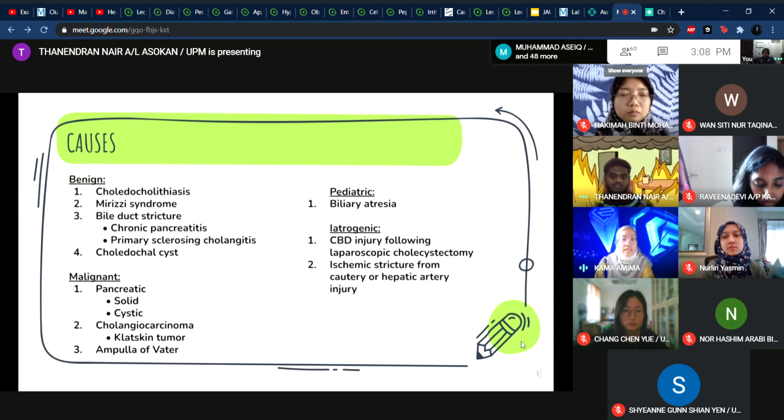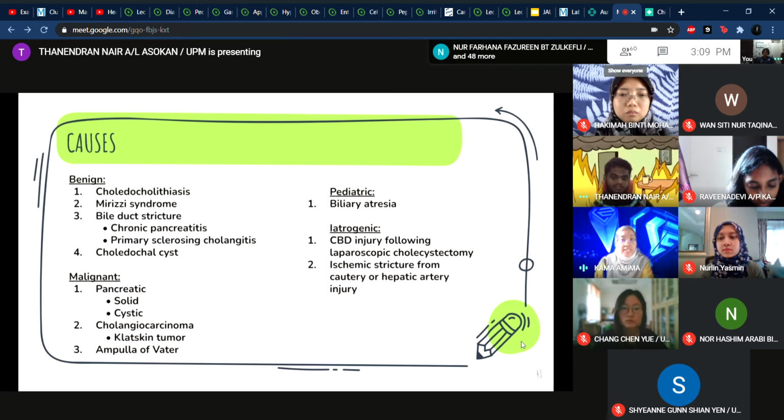So the second one is Mirizzi syndrome. This is quite rare. So Mirizzi syndrome is an unusual presentation of obstructive jaundice caused by extrinsic compression of an extrahepatic biliary duct from one or more calculi within the cystic duct or gallbladder. So patients with Mirizzi syndrome may present with recurrent episodes of jaundice and also cholangitis. It can also be associated with acute cholecystitis.